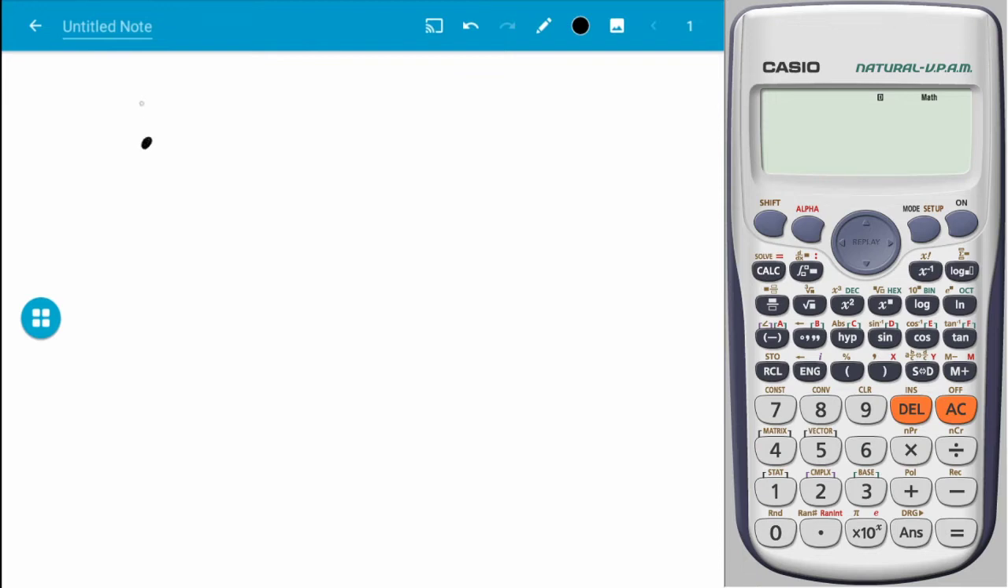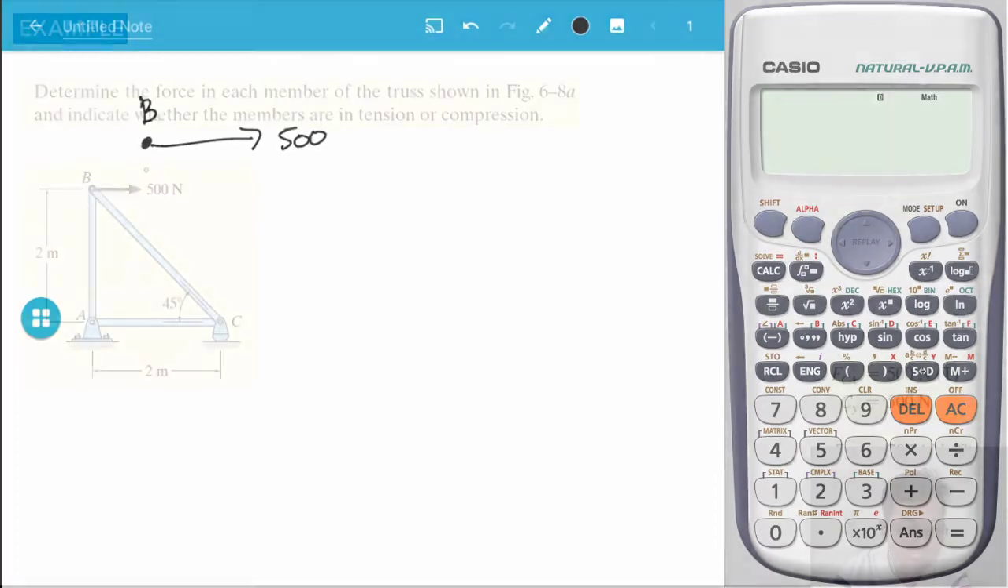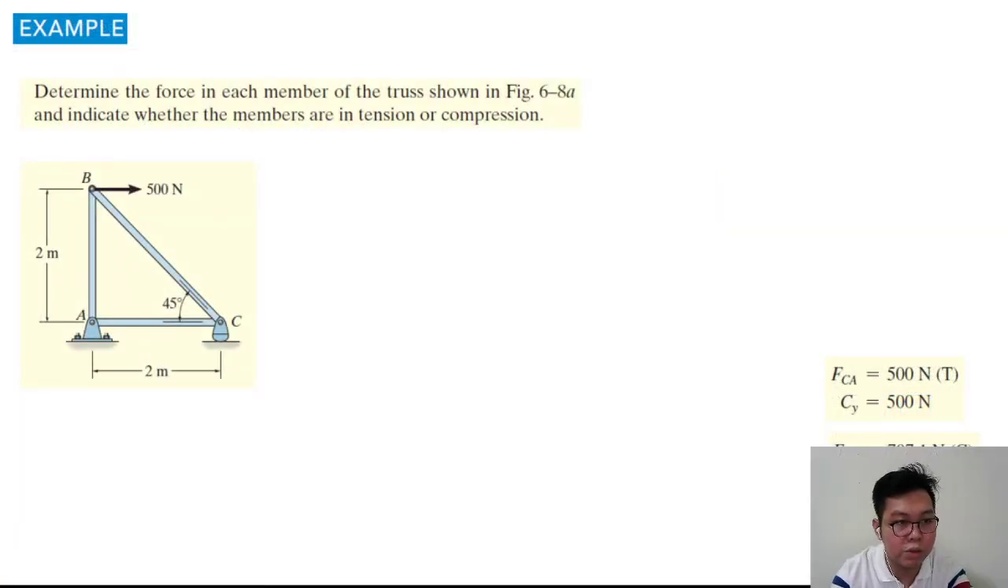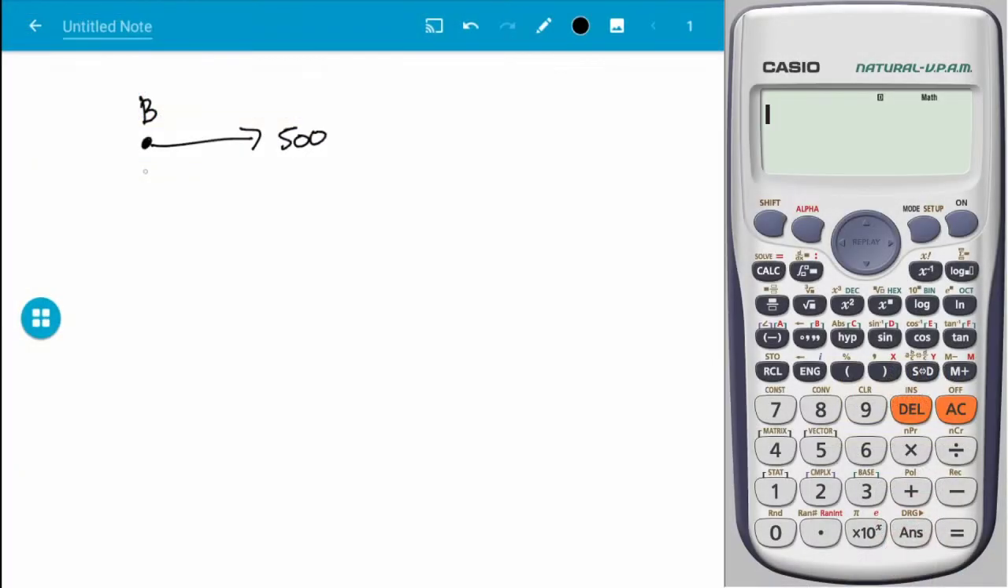So, this is joint B. Yan. So, yung joint B natin is ito, 500. Again, we have two members sa joint B. So, tingnan nyo, meron tayong dalawang members sa joint B. So, we have, yung isa is BA. So, tawagin natin F sub BA. Yan, sub BA. And then, yung isa naman is BC. Yan. F sub BC. Okay?